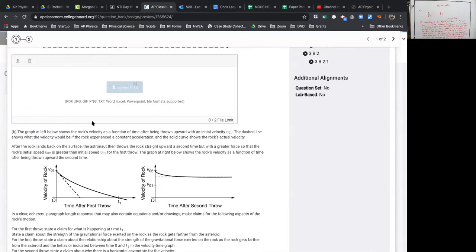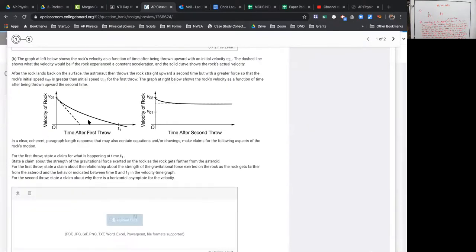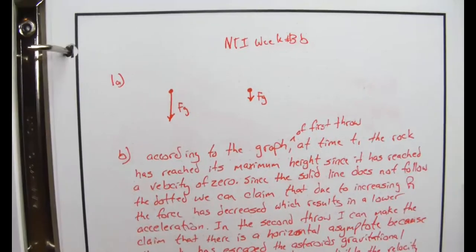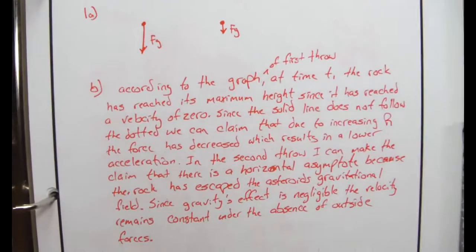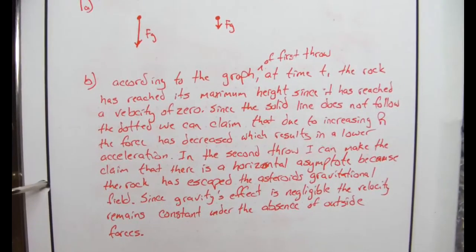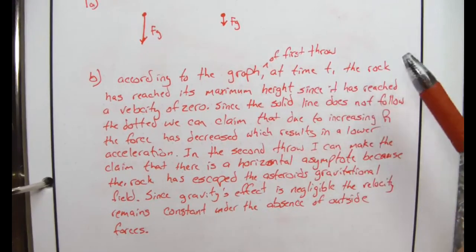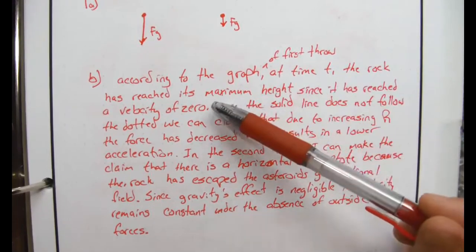Then on part B, where he takes that second rock and throws it up even higher, now we have to answer these questions in paragraph form. For the first throw, make a claim about what's happening at top T. So let me show you, here's my response. According to the graph, and I did have to go back there, I wanted to make sure and be specific. On the first throw, he's reached a maximum height at T0 since it's reached a velocity of 0.